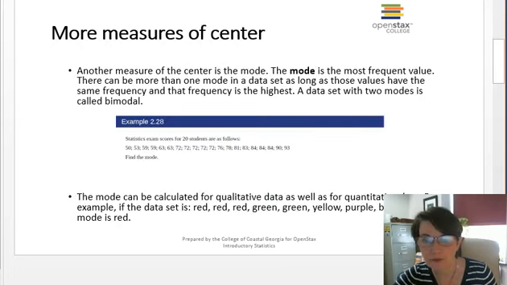Another measurement that I mentioned earlier is the mode. This is just the most frequent value. So when I'm looking at a table of data and I have it, let's say, from lowest to highest so that I can calculate the median, I'm just going to look how many times each data point came up.